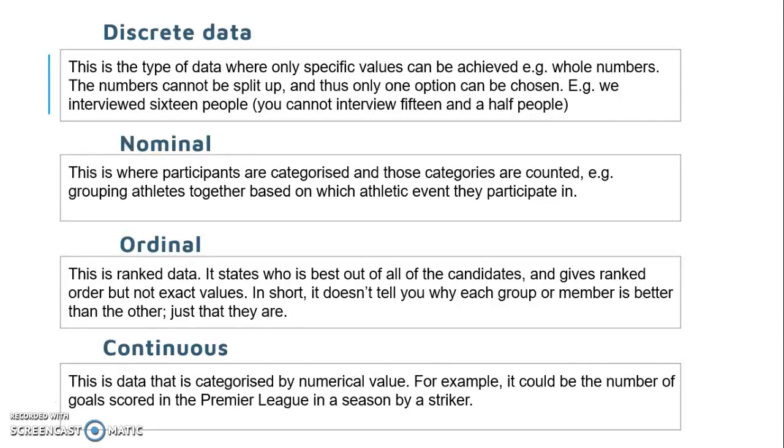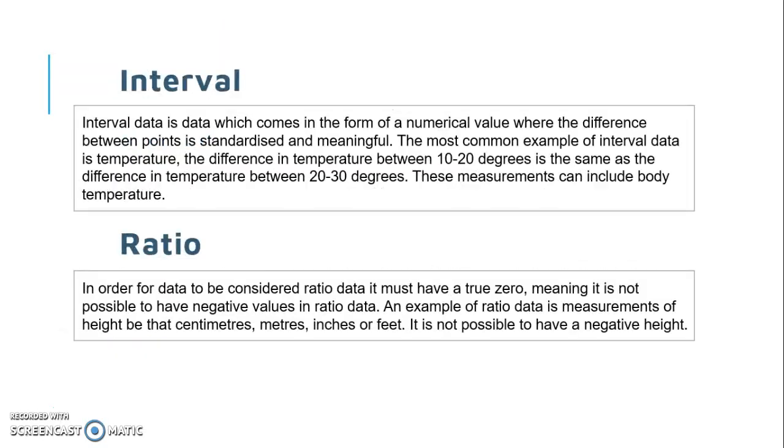Continuous data is data that's categorized by numerical value. So for example, it could be the number of goals scored in the Premier League in a season by a striker. So you'd have, for example, Harry Kane with 27 goals in the Premier League, Romelu Lukaku with 25, and Alexis Sanchez with 23.